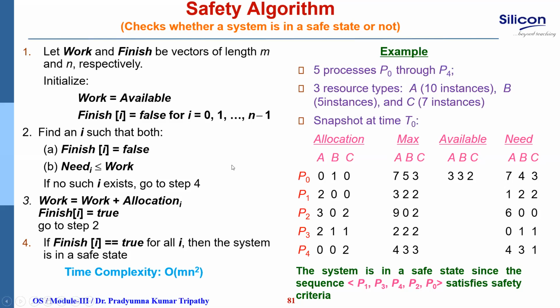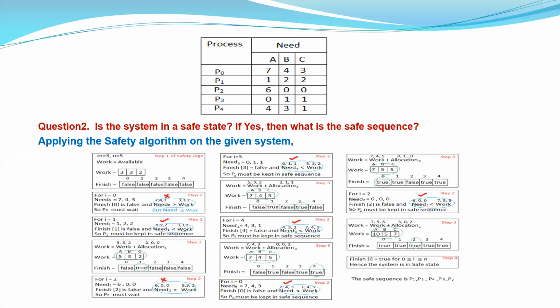Now, the second part of this problem is that suppose the process P1 makes a request of 102. So this is my previous state. P1 is making an additional request of 102. Whether it will be granted or not.